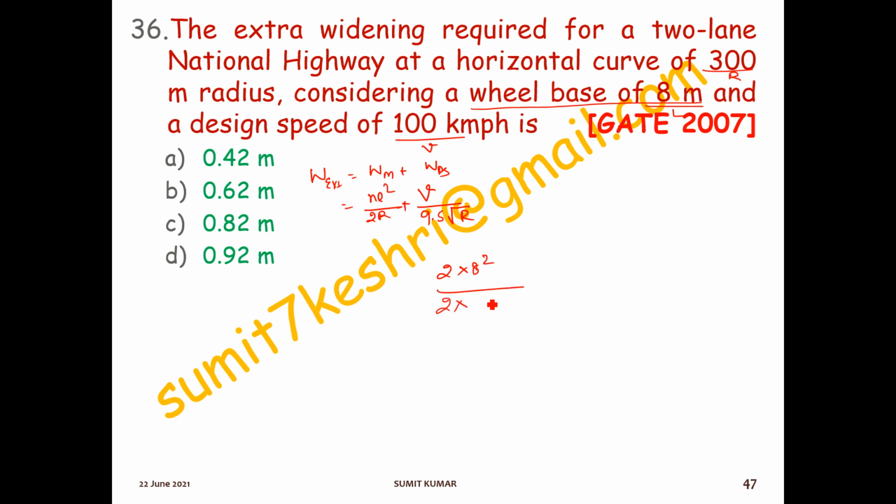The radius of the curve is 300 meter, plus psychological widening, V velocity is 100 kilometer per hour, divided by 9.5 root over R, where R is the radius given as 300 meter. So what does it come to? Just calculate it. You will get the value as 0.82 meter. So the answer will be option number C. This is the extra widening required when the road has a horizontal curve for these data.